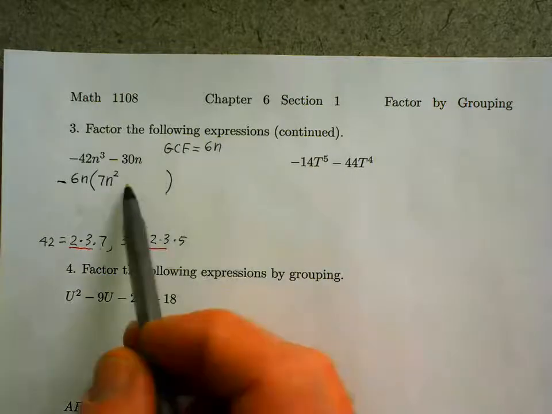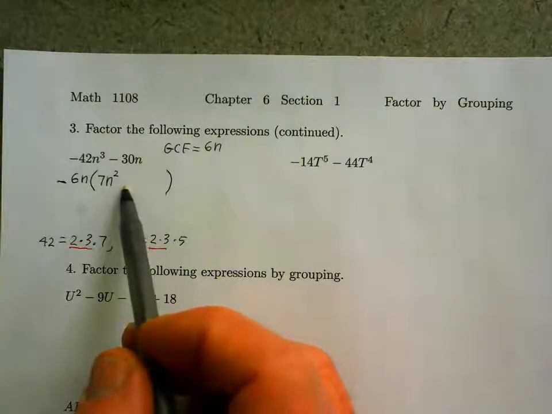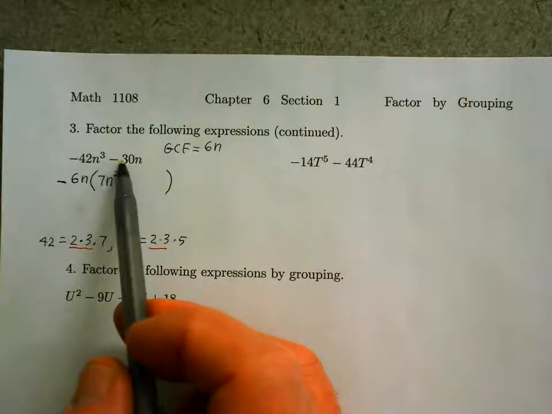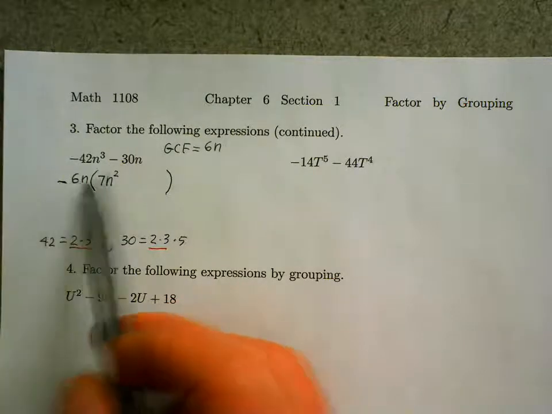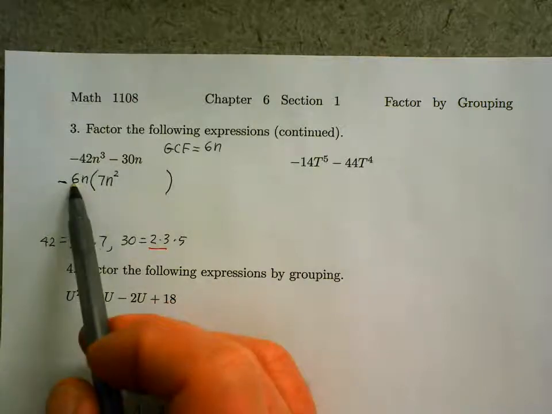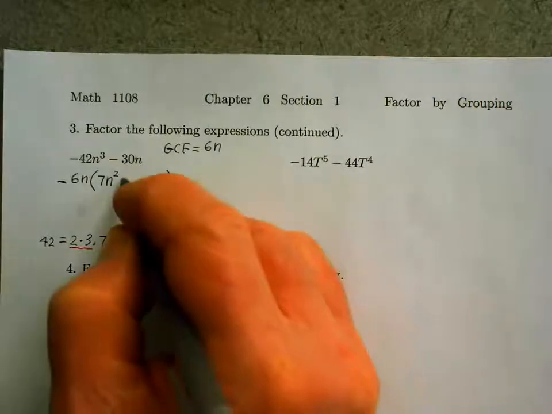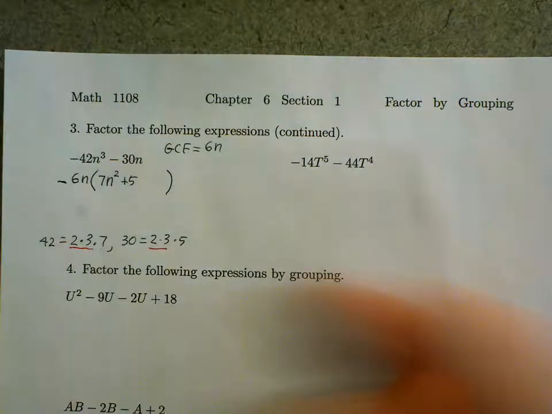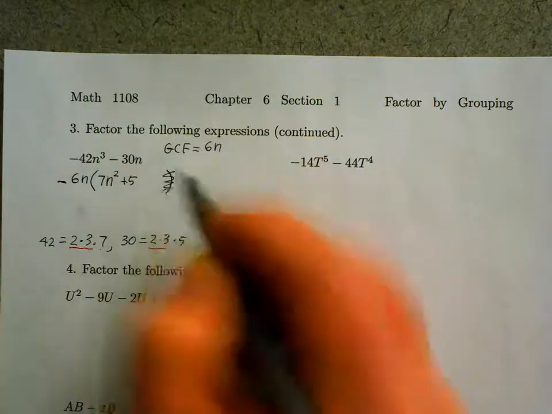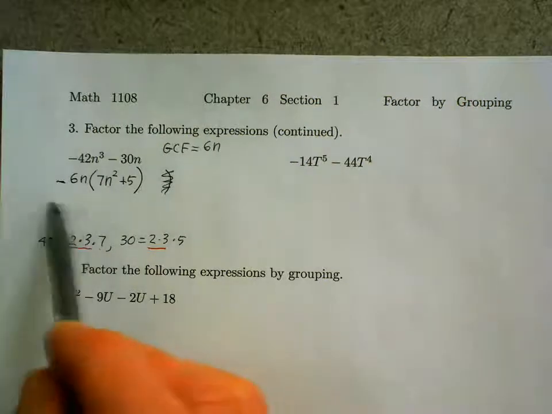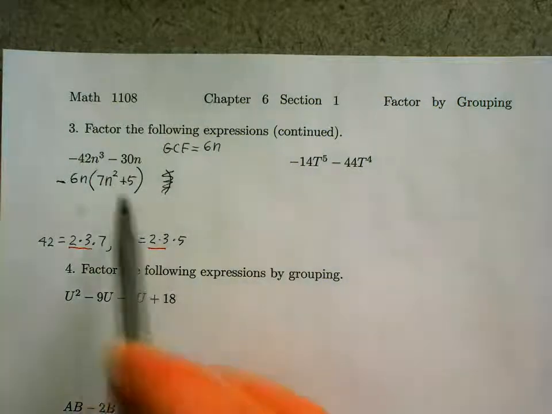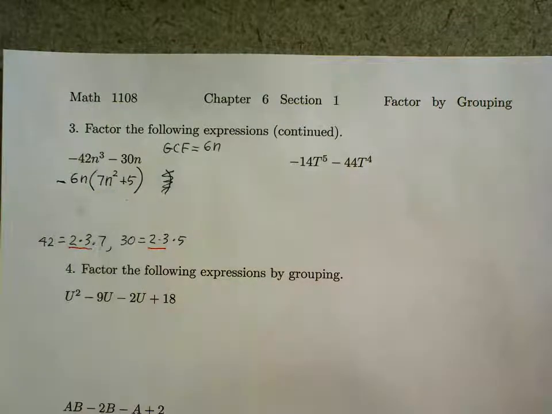Okay, then the next term inside the parentheses, well, think about negative 30n divided by negative 6n. Negative 30 divided by negative 6 is positive 5, and n divided by n is 1. So we're just left with this factorization, negative 6n times the quantity 7n to the second plus 5.